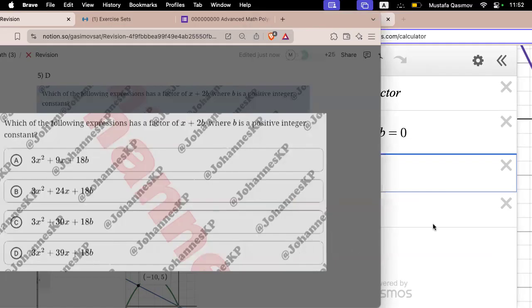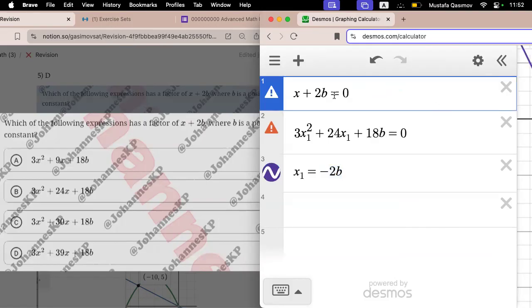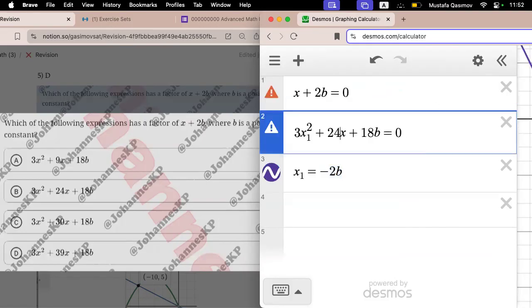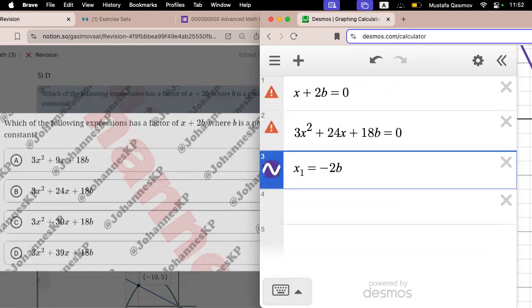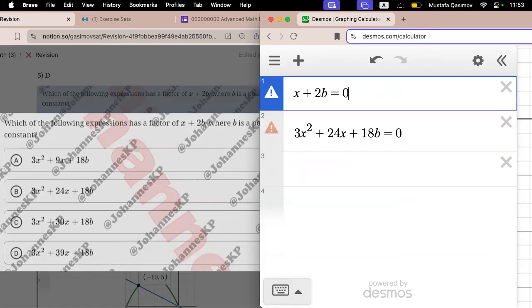For me, the best method here is writing it like that. We know that when the factor is equal to 0, this equation is also equal to 0, right? You don't need to write x1. You can write it like that. Say b is equal to y, because it's a system of equations. And we can solve the system of equations like this. B is y. This b is also y.